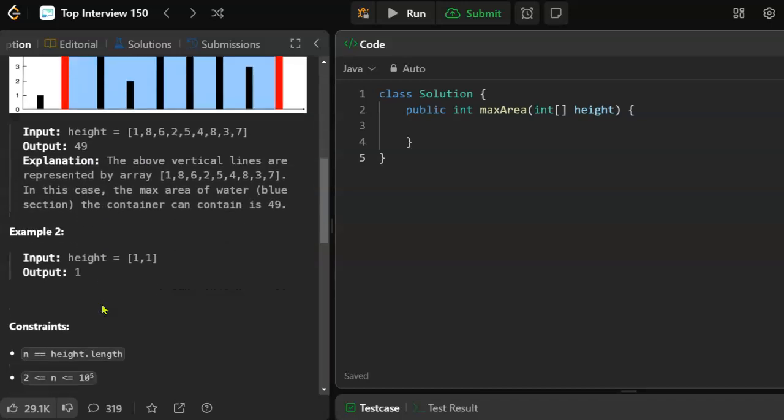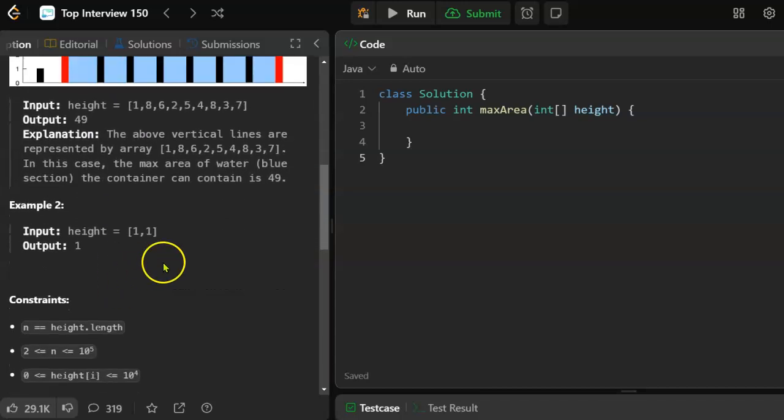Let's look at the constraints here. The size of the input array will be between 2 and 10 to the 5th, which is 100,000.